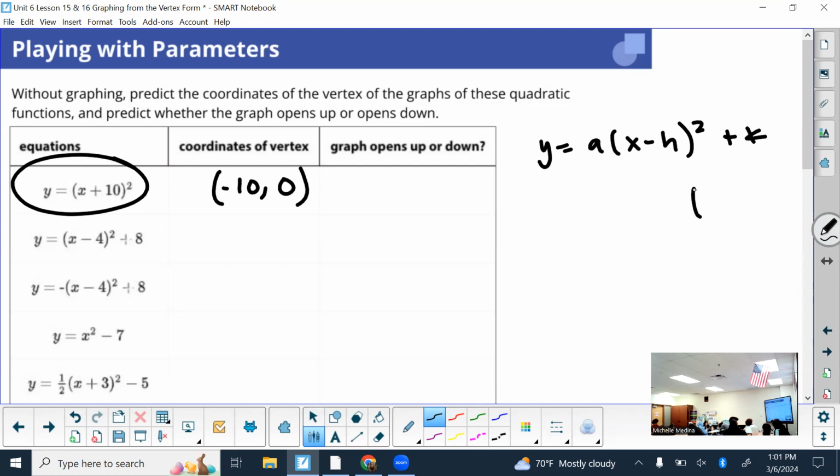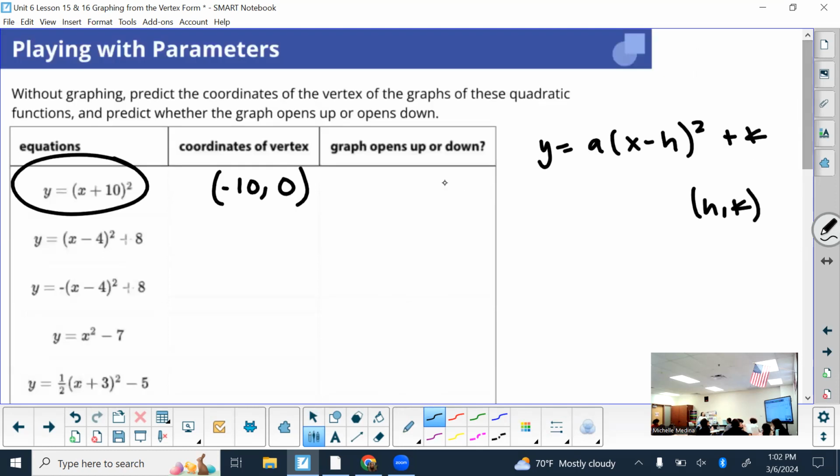H, K in our vertex form. H, K is our vertex. I will not be providing that to you on the test, just so you know. You would need to know that. And you would also need to remember that H always looks different in the equation than what it actually is. So it looks positive here, it's actually negative. K always matches, and since there was no plus a number or minus a number, it would have to be 0. Good, any questions on that?